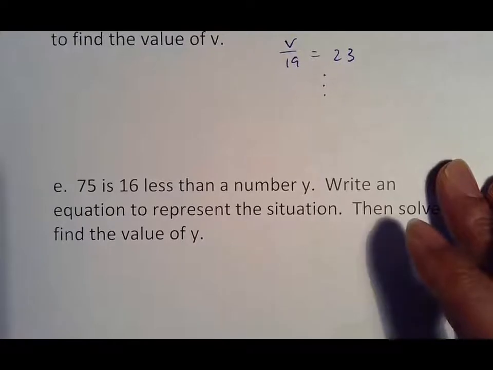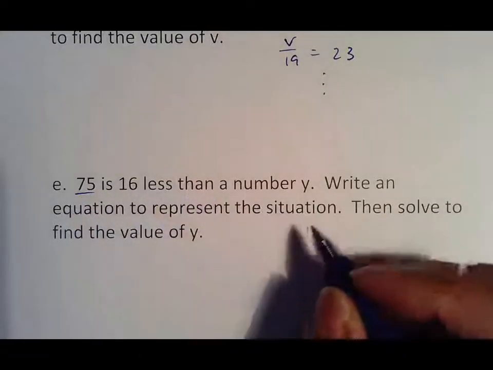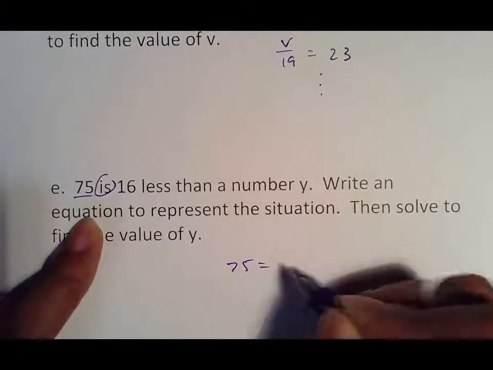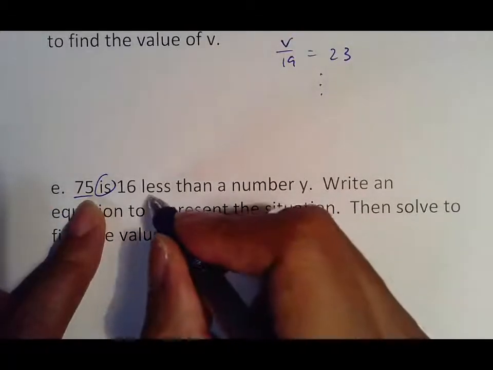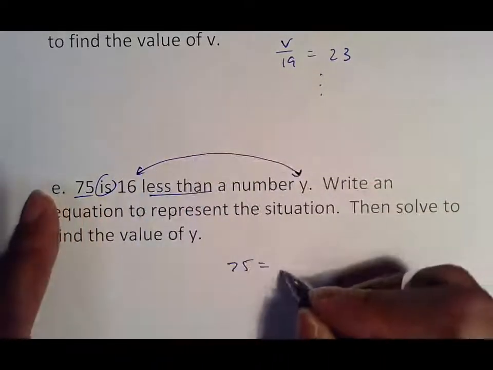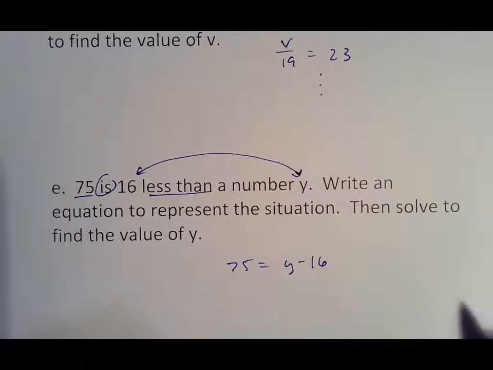75 is 16 less than the number y. 75 is means put 75 equals, because that order matters. Remember that less than means it's subtraction, but it also means switch the order, so it'll be y minus 16. And again, to solve that, you would simply add 16 to both sides to get your answer. So that was Tuesday's work.